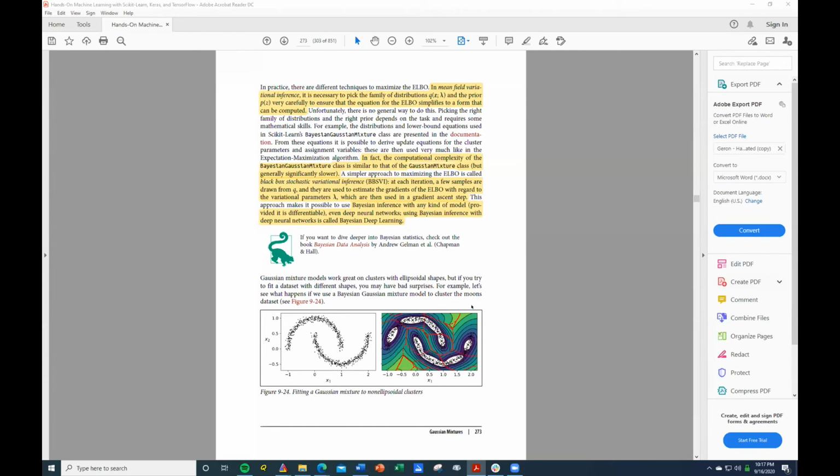So how do you maximize the ELBO in order to minimize your KL divergence? You can use this mean field in variational inference by picking a family of distributions Q(Z; lambda) and P, and the prior, P of Z, carefully to ensure that the equation simplifies to something that can be computed. The answer is, unfortunately, there's no general way to do this. And so it's kind of guesswork.